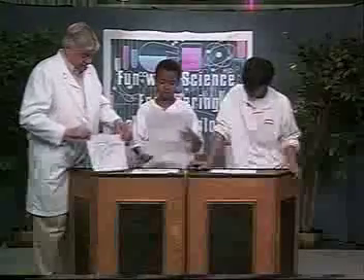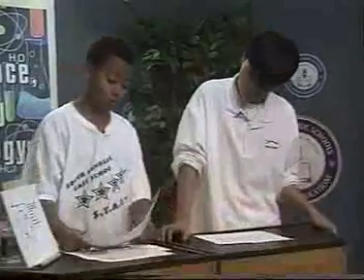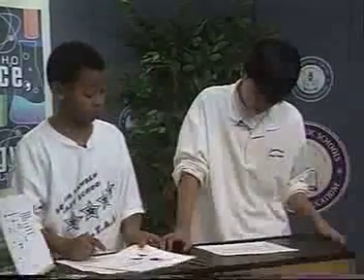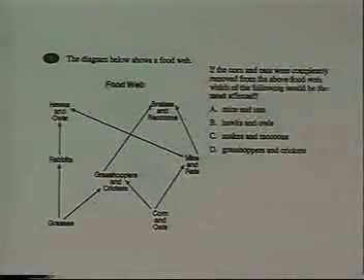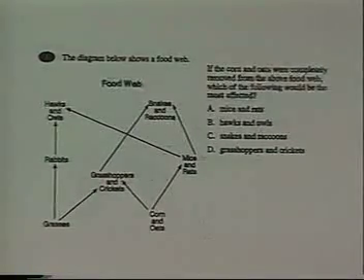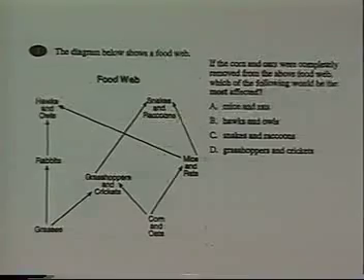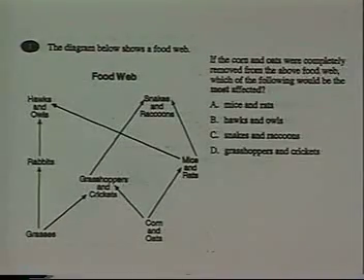On the MCAS, usually they're grouped together so that you have kinds of questions. The diagram below shows a food web. If the corn and oats are completely removed from the above food web, which of the following would be the most affected?